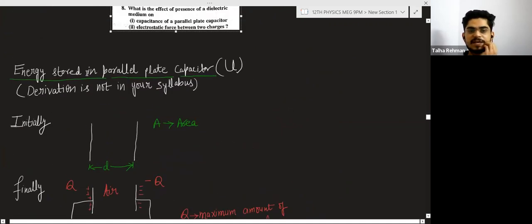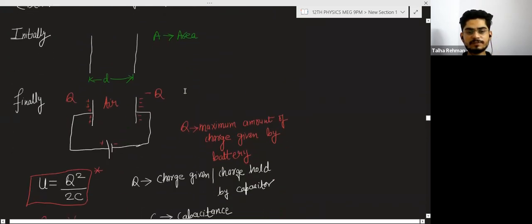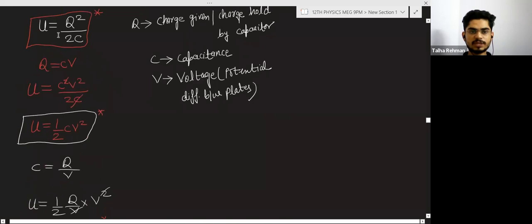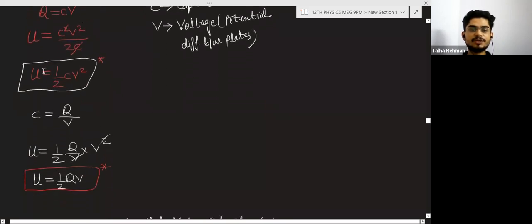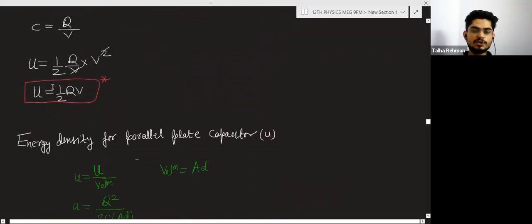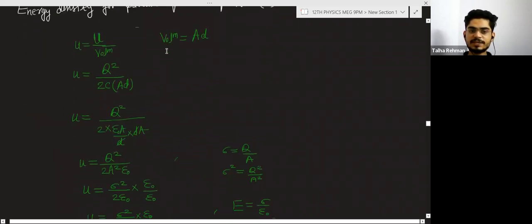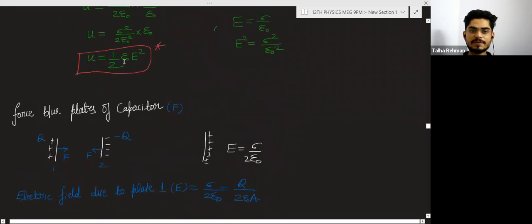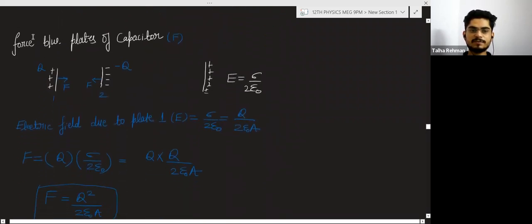After that, energy stored in a parallel plate capacitor. The derivation is not part of your syllabus, so you should remember only these three formulas: U is equal to Q squared by 2C, U is equal to half CV squared, U is equal to half QV, where Q is the charge and V is the potential difference. For energy density you have half epsilon naught E squared.